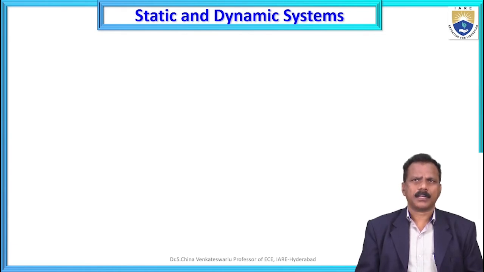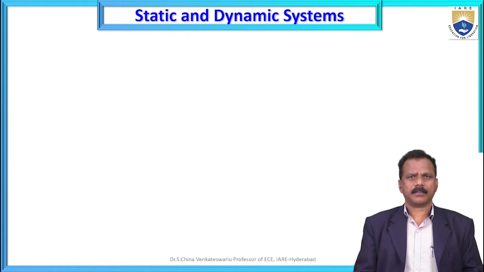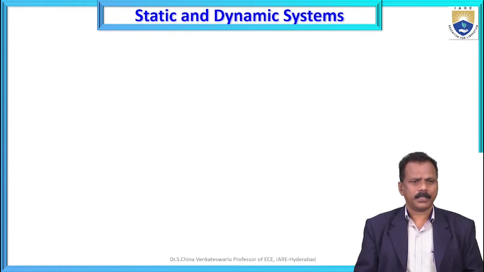Now coming to static and dynamic systems. In the normal case, dynamic means it is actuating, while static means it is constant. It will not be variable, and there is no movement.